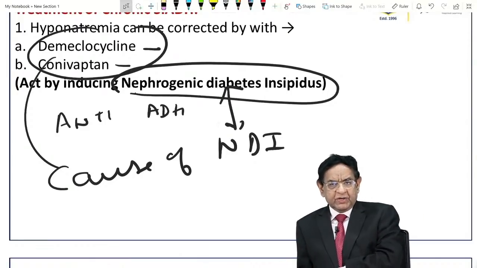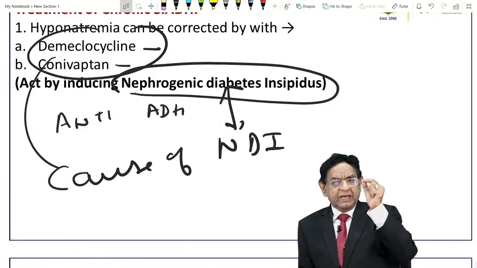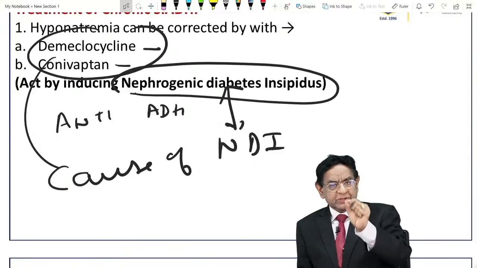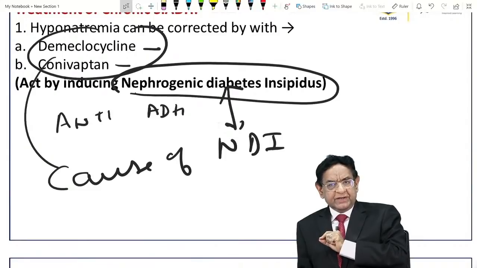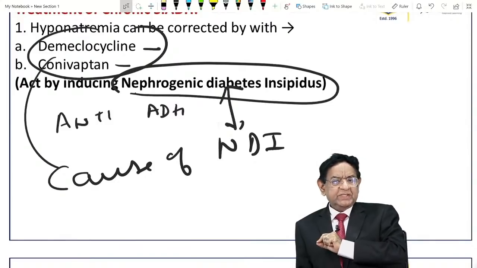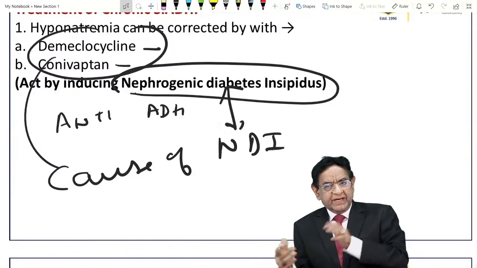The clinical feature: no symptom, or fatigue malaise, or altered sensorium and seizures. Lab finding: what happened to serum sodium? Reduce. What happened to serum osmolality? Reduce. What happened to urine osmolality? Increase. What happened to urine sodium? Increase. Which is the screening test? Water loading test. What is the most accurate test? Serum ADH level.